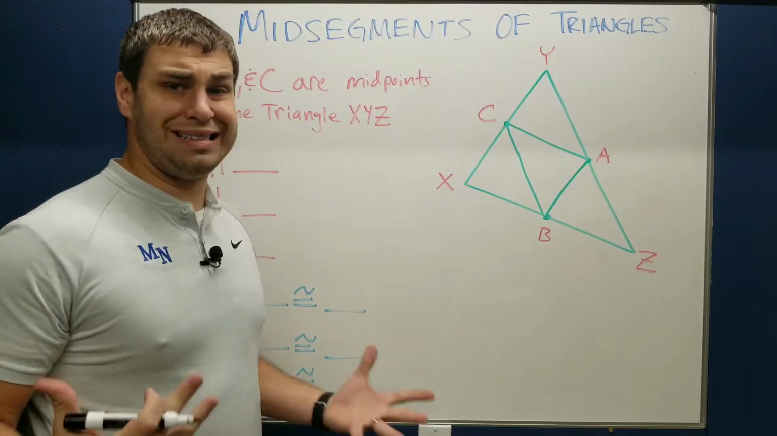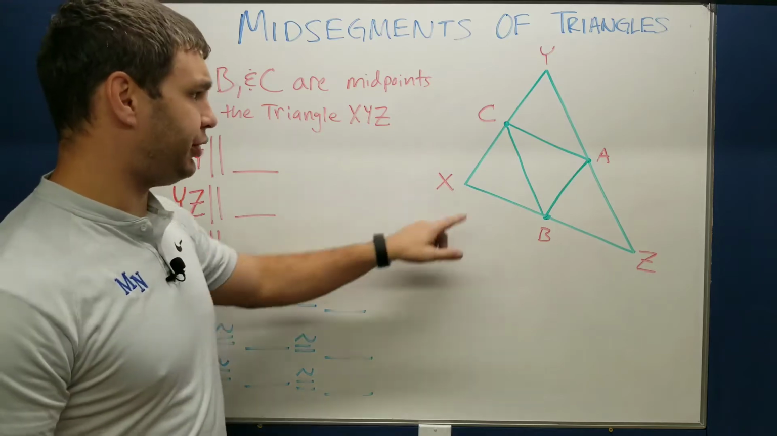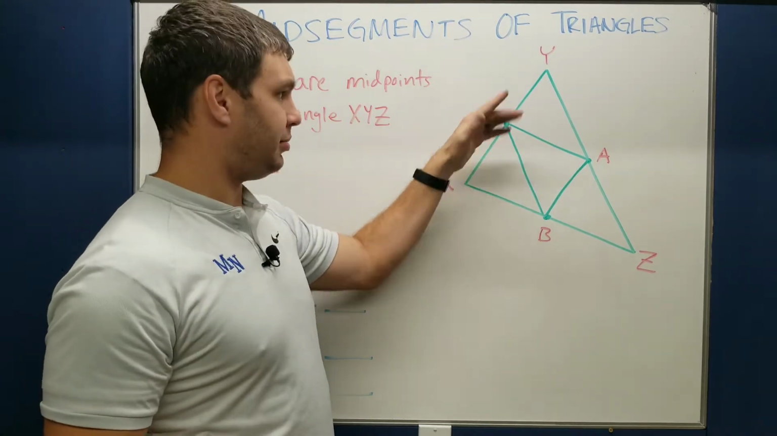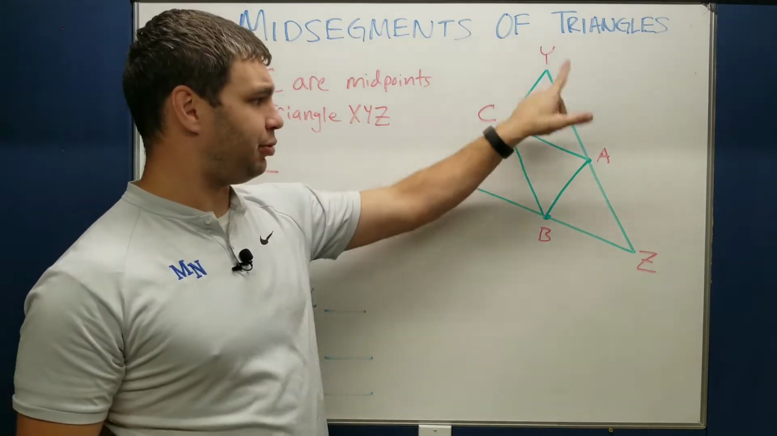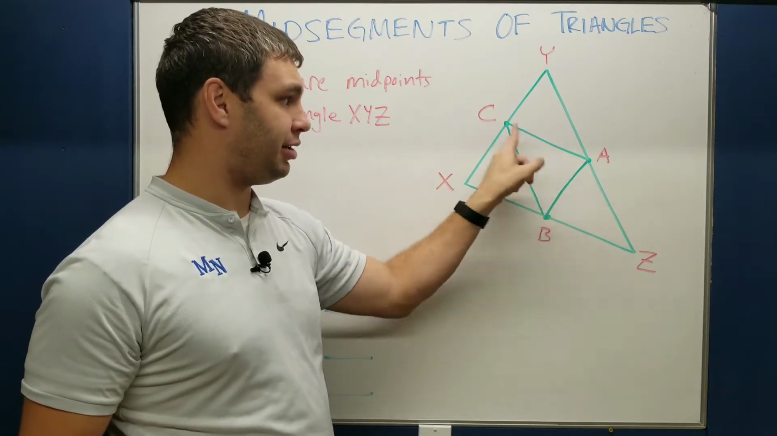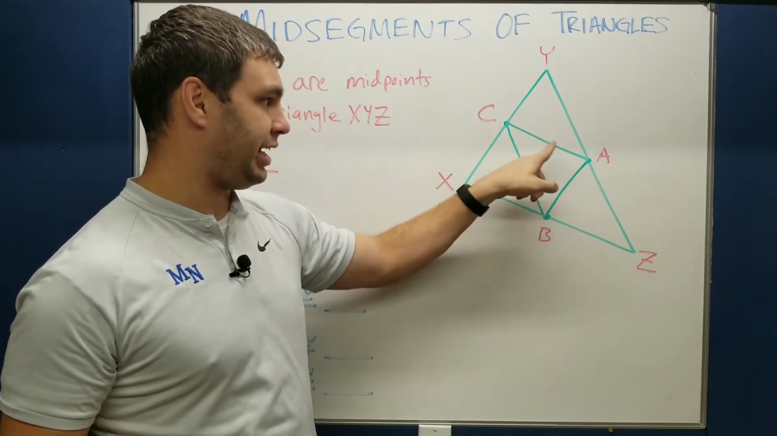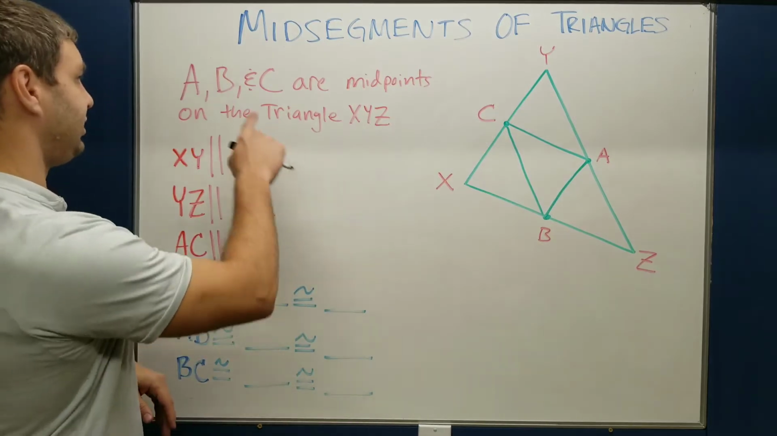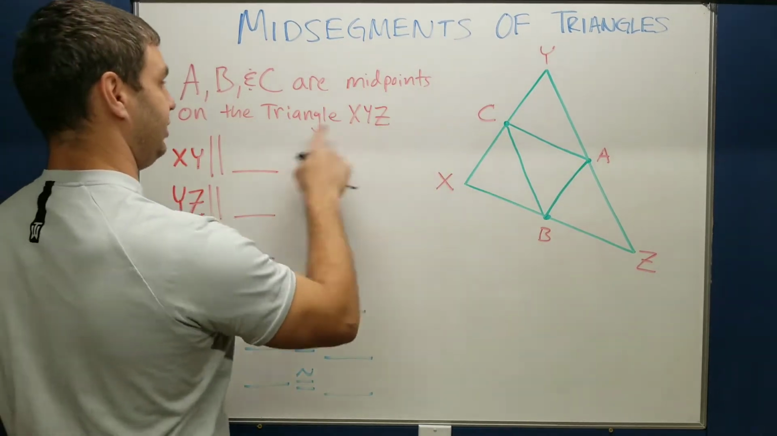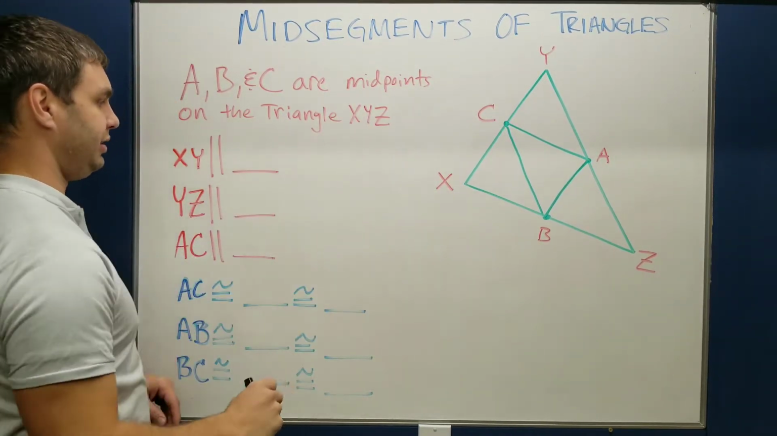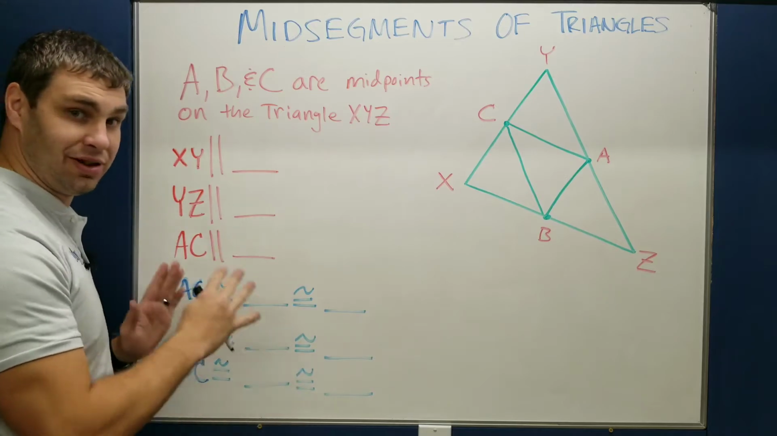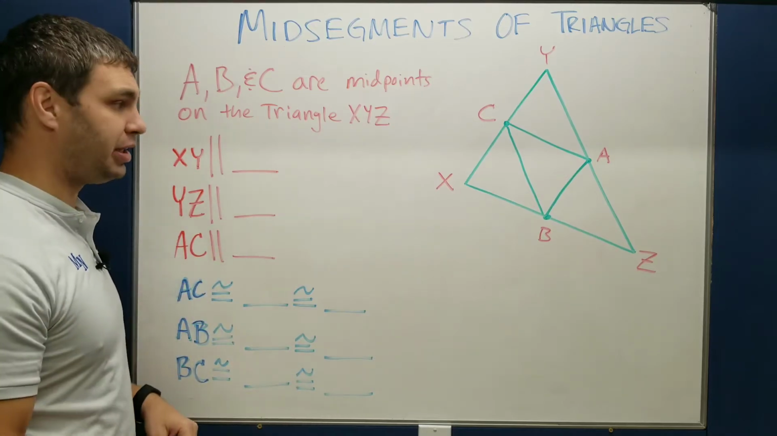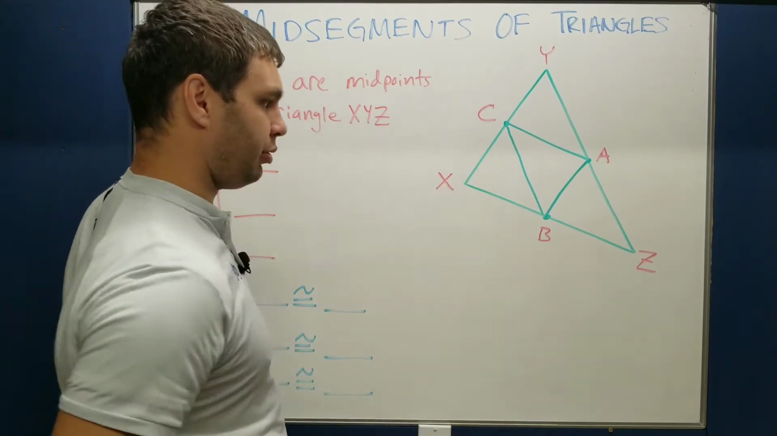Okay, first off, what is a mid-segment? A mid-segment is just if you have a midpoint somewhere on the edge of a triangle and then a midpoint on another edge, if you connect those, this CA is a mid-segment. So this says that A, B, and C are midpoints on triangle XYZ. So we need to figure out what we can fill these in with to make these things true. And there's some special properties with these that we're going to find out.